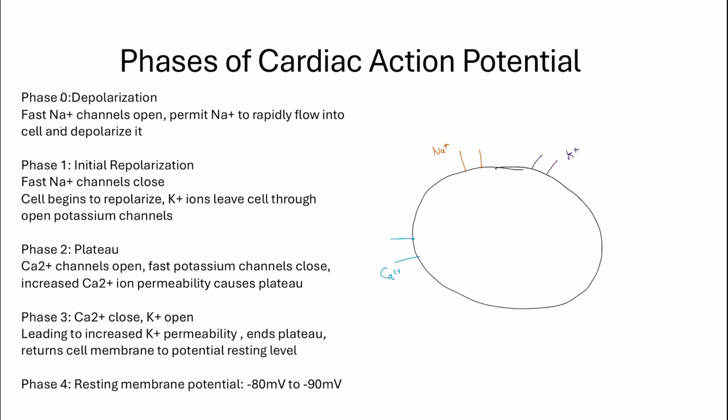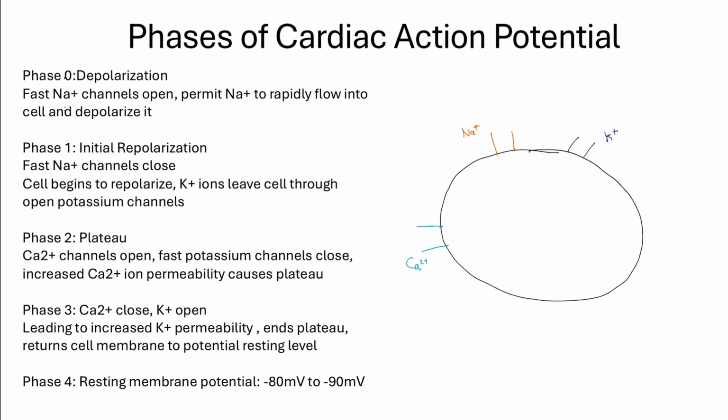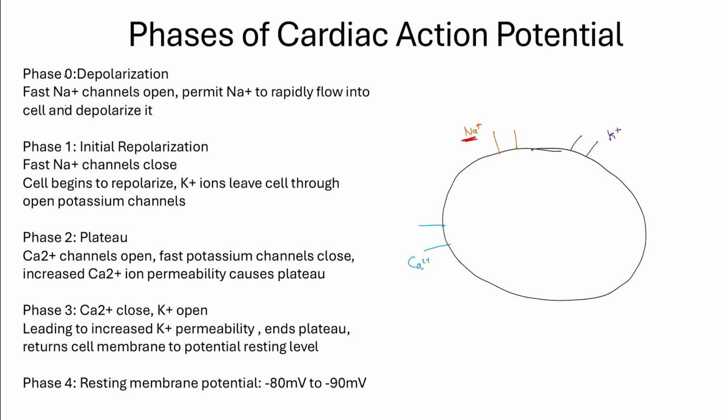So, here are the phases of the action potential. Phase zero is depolarization. Basically, the fast sodium channels open, causing rapid flow of sodium into the cell and causing depolarization. Phase one is the initial repolarization, where the fast sodium channels close and the potassium channels open. The potassium leaves the cell through the open potassium channels, causing the initial repolarization.